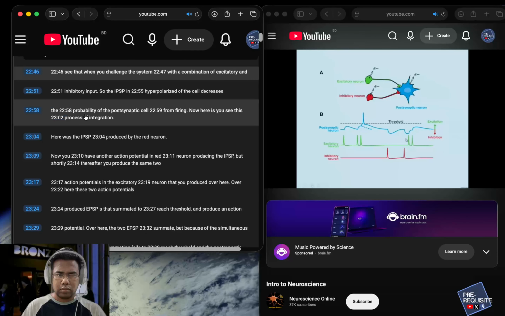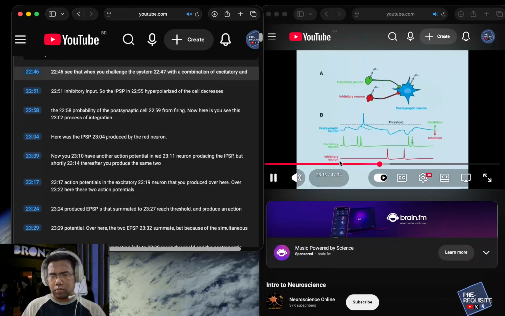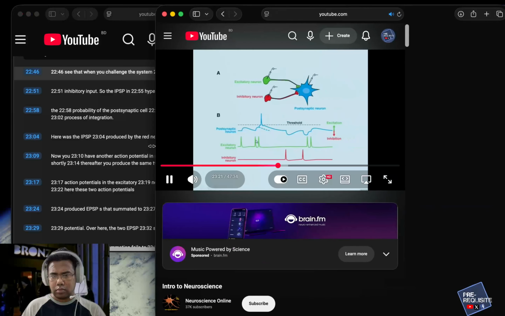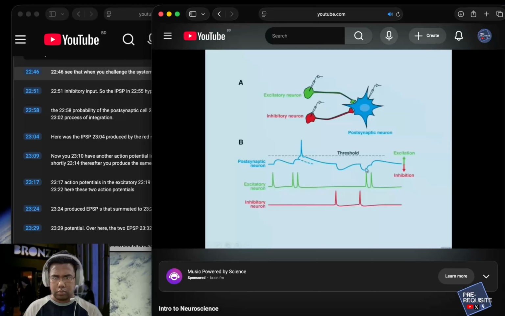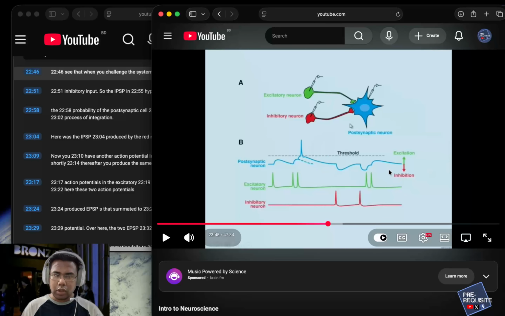Now here you see this process of integration. Here was the IPSP produced by the red neuron. Now you have another action potential in the red neuron producing the IPSP, but shortly thereafter you produce the same two action potentials in the excitatory neuron that you produced over here. Over here, these two action potentials produce EPSPs that summated to reach threshold and produce an action potential. Over here, the two EPSPs summate, but because of the simultaneous inhibition, now the summation fails to reach threshold, and the postsynaptic neuron does not fire an action potential. So this inhibitory neuron can regulate.